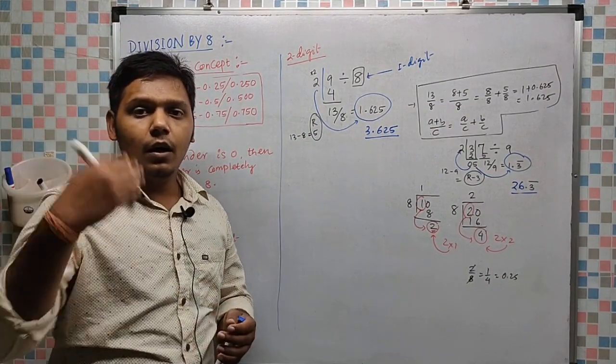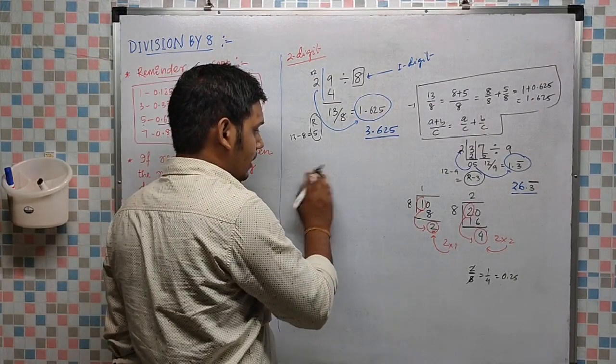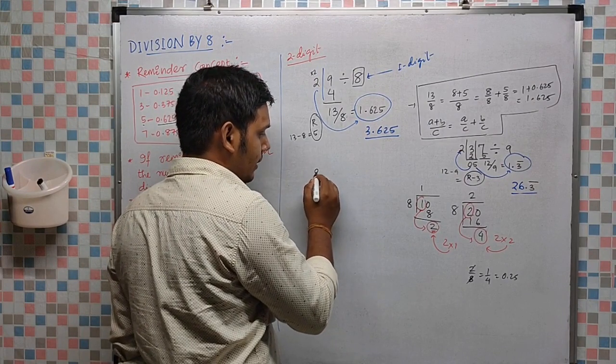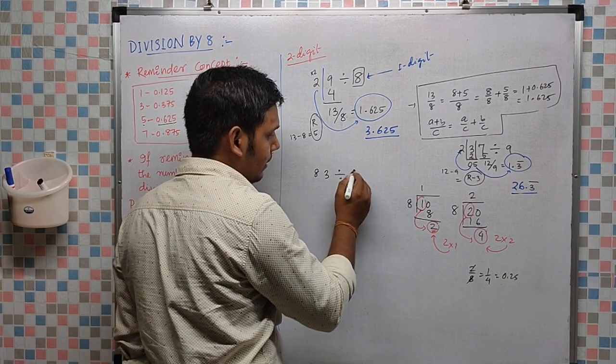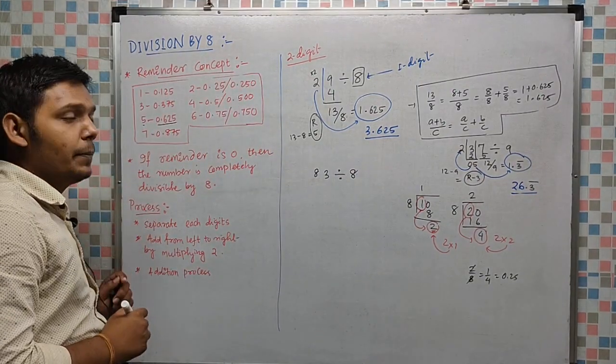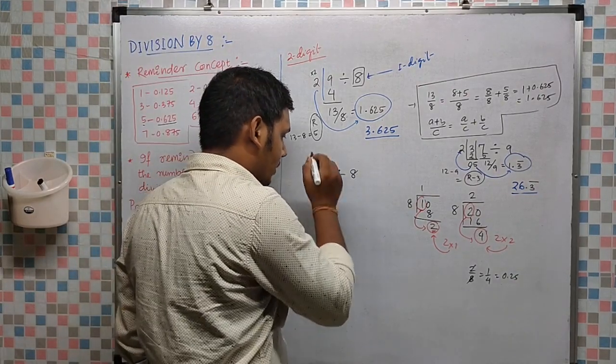Now move on. We'll discuss another example. Let's take another 2-digit number. 83 divided by 8. So first what I have to do? First I have to separate the digits, separation of digits. So first I'm going to separate.